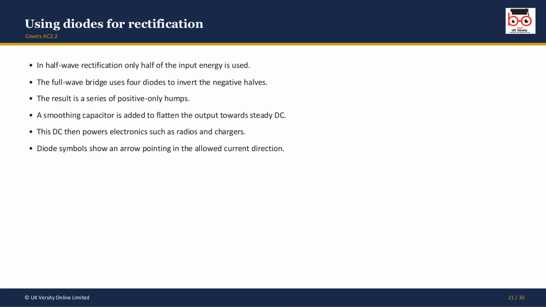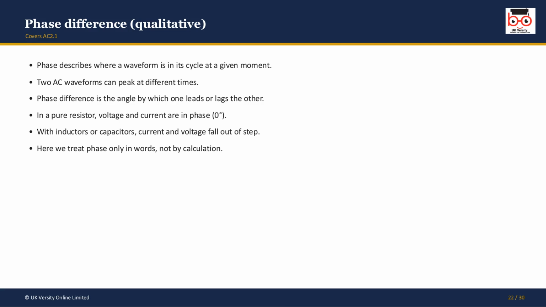Let's look a bit closer at how the diodes do it. In half-wave rectification, only half the input energy ever gets used. The full-wave bridge, with its 4 diodes, inverts the negative halves, so you end up with a series of positive-only humps. To smooth those humps towards steady DC, we add a smoothing capacitor, and that cleaned up DC then powers electronics like radios and chargers. On a circuit diagram, the diode symbol's arrow points in the direction it allows current to flow.